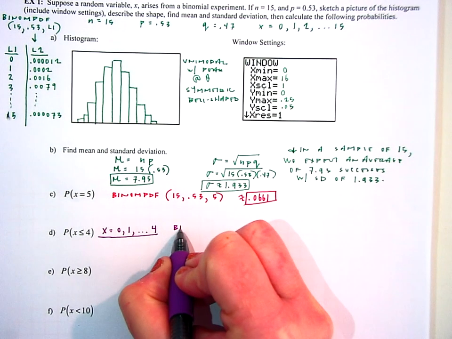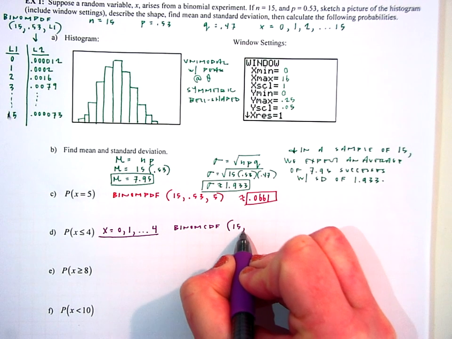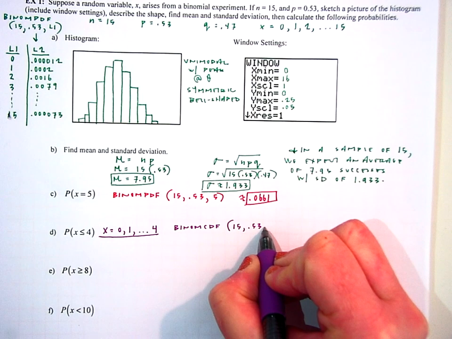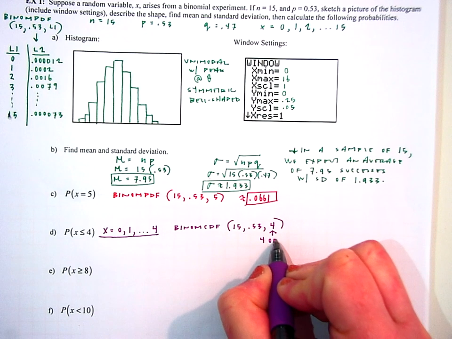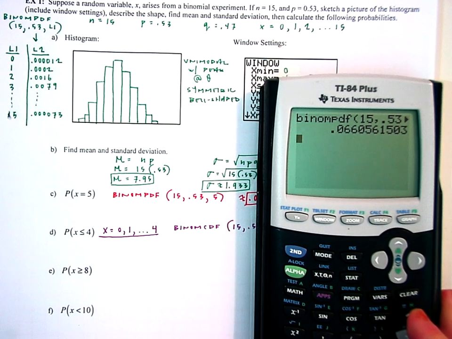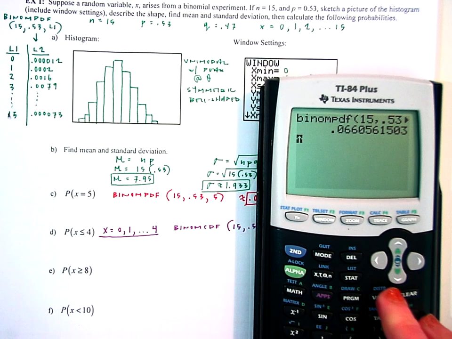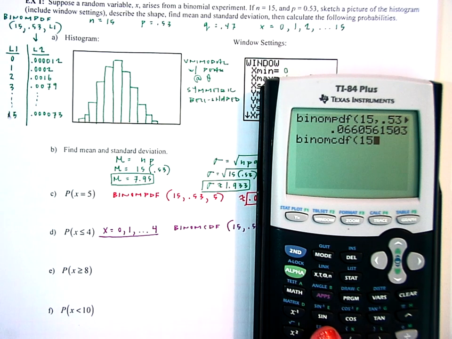So here I'm going to say binomCDF. My N value is 15, my P value is 0.53, and I'm looking at exactly 4 successes or less. Let me write that just to reinforce it, 4 or less. So then I go to my calculator. Here I'm going 2nd VARS, going down to binomCDF, and I'm saying 15, 0.53, 4 or less. Remember, I use CDF for cumulative, 4 or less. So here I'm getting about 0.0363.